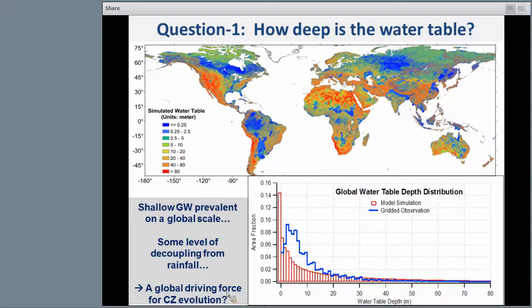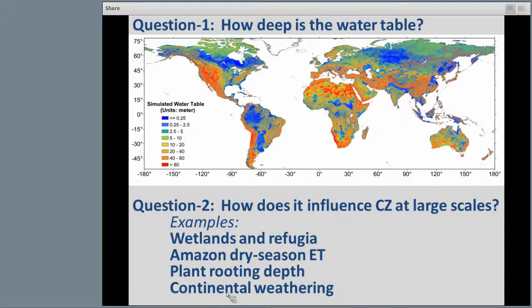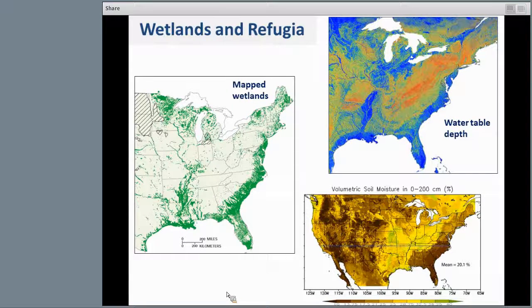I have this distribution. So then the next question is, if there is prevalent shallow groundwater and some level of decoupling from rainfall, does groundwater amount to a global driving force to explain critical zone patterns and processes? So that's my second question: how does groundwater influence the CZ at large scales? I'm going to use four examples.